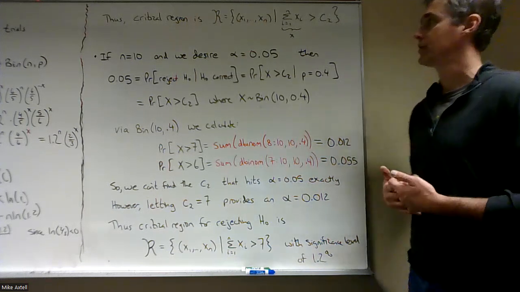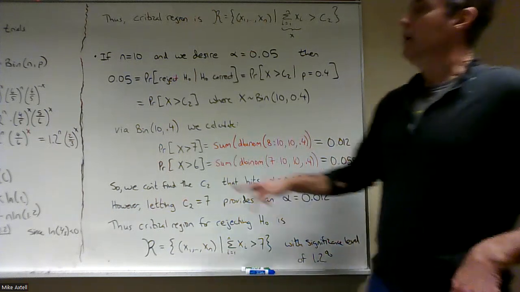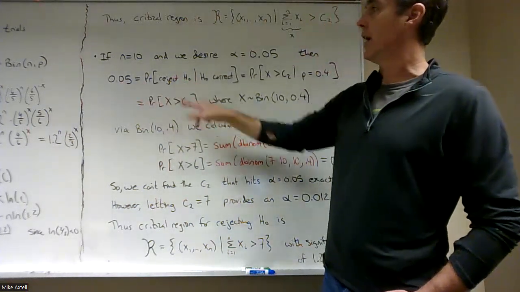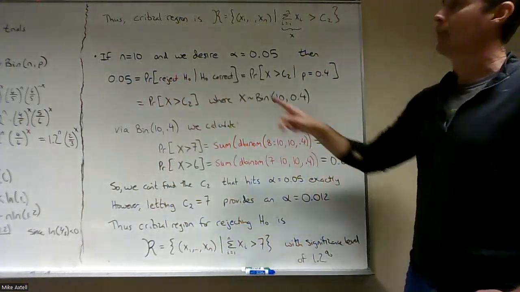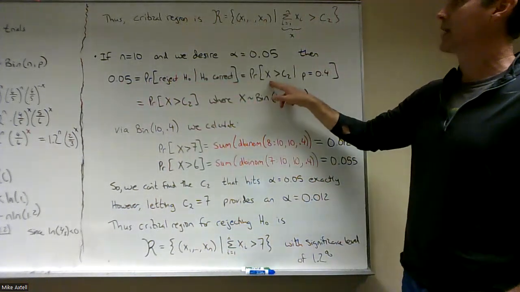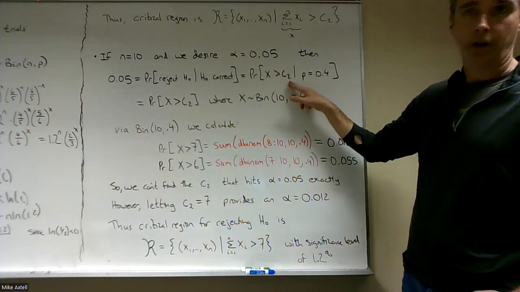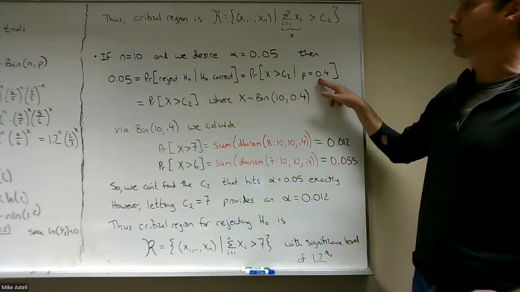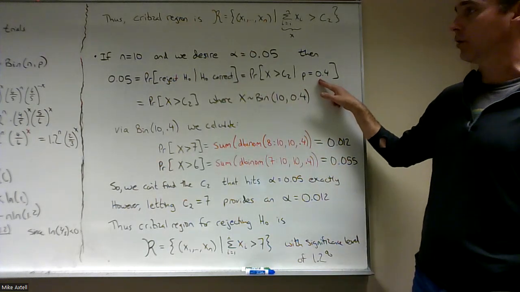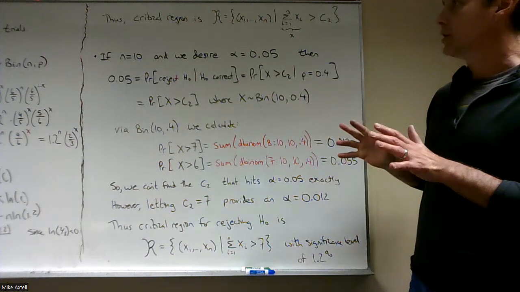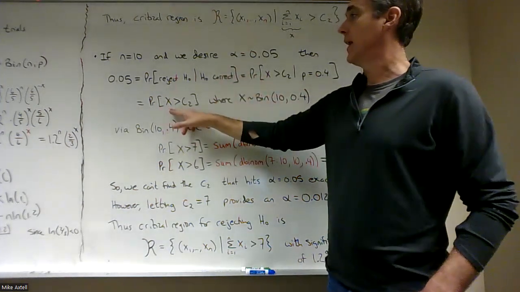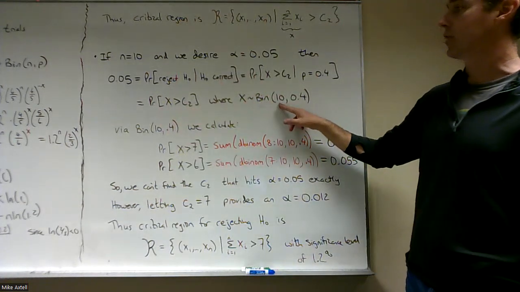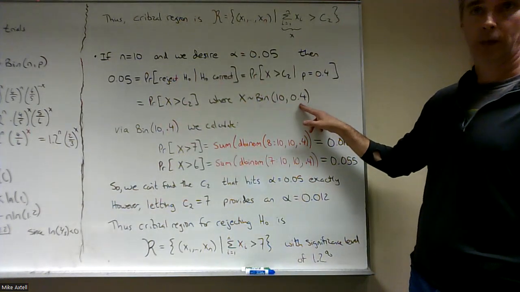So I want a critical region that provides no more than 5% of the time an incorrect rejection of H naught, the null hypothesis. All right, well, 0.05 is by definition the probability that I reject H naught when H naught was correct. I'm going to reject H naught when X is greater than C2. That's what we figured out from the likelihood ratio test. And H naught being correct means that the probability of success in each trial is 0.4, okay? So in other words, 0.05 is the probability that X is greater than C2, where X is binomially distributed with 10 trials of probability of success 0.4, okay?